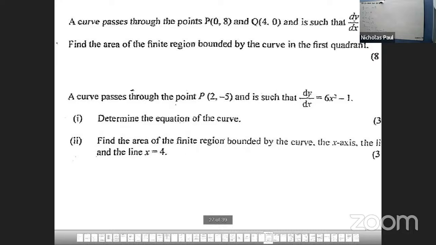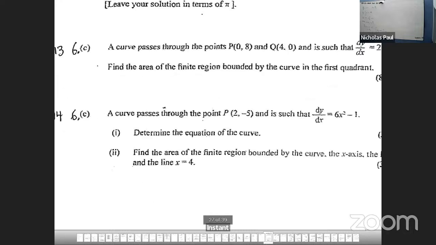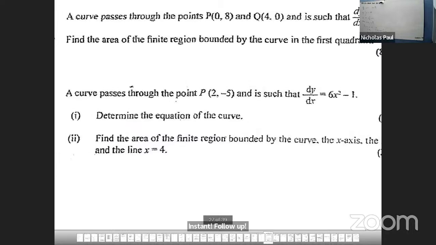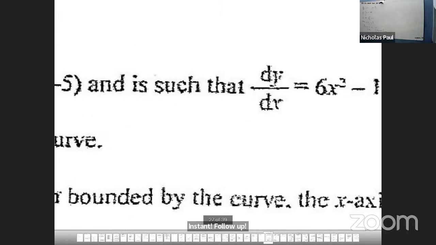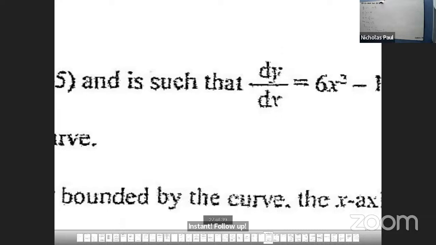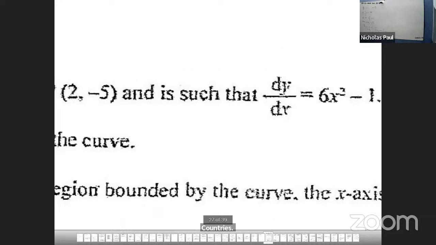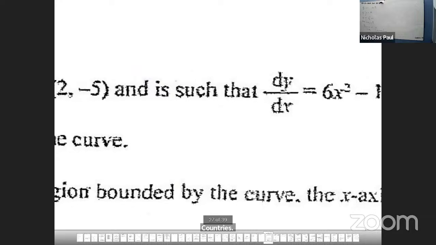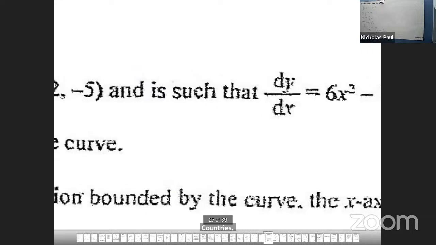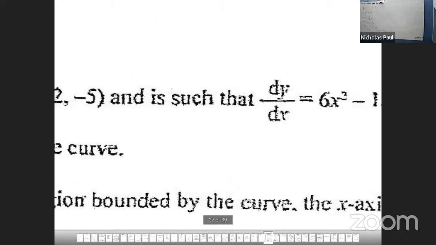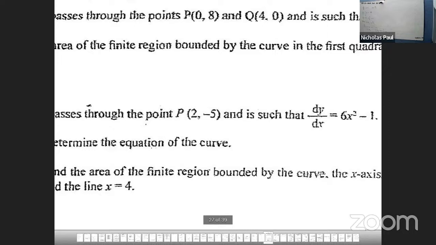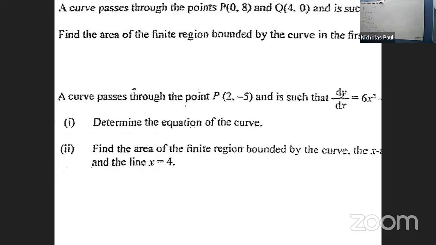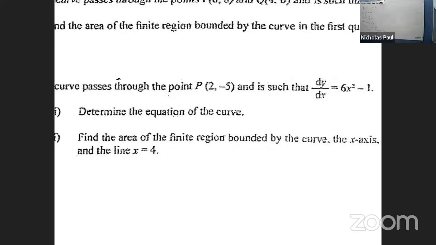That is to the power of 2. Use it as 2. Six x squared minus one.